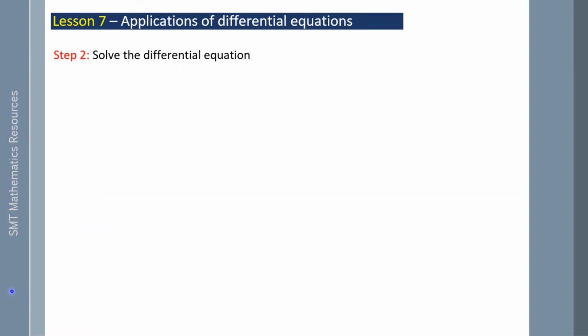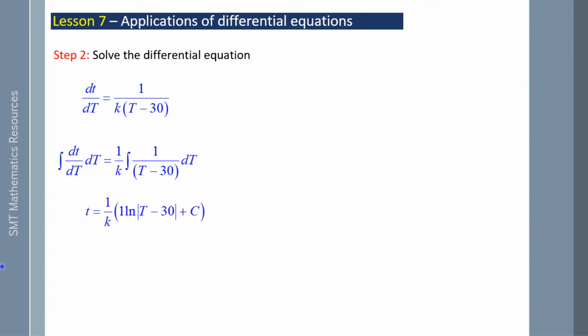Step 2 is to solve the differential equation. We invert both sides, so now we have dt/dT, temperature, equals 1 over k(T - 30). Now if we integrate both sides with respect to capital T, we end up with t equals 1 over k of the natural log of (T - 30), plus C, our constant of integration. To rearrange that further, we can multiply both sides by k.